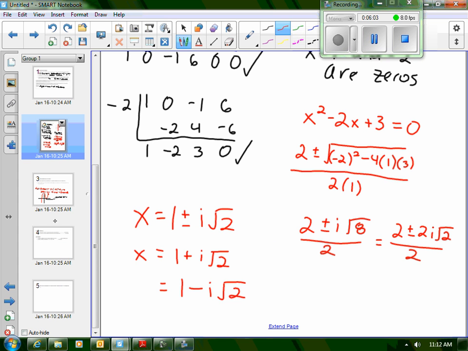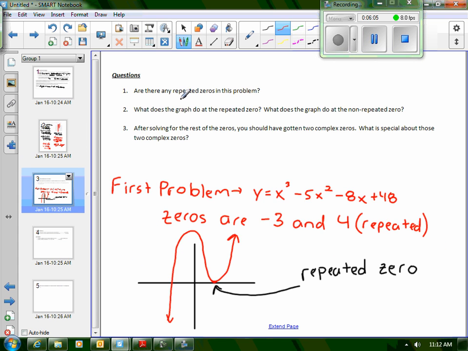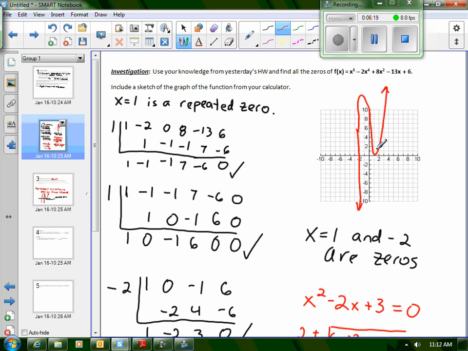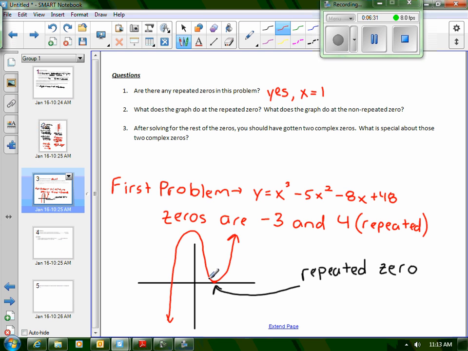next slide, which are going to involve the following. Are there any repeated zeros in the problem? And that's a duh question because I already told you the answer to that. x equals 1 is. What I want you to focus on is what does the graph do at the repeated 0? So if I go back to my graph, there's the repeated 0. Think to yourself in your own words how you would describe what's happening there at x equals 1 at that repeated 0. And you can also glance at the graph of the first problem I gave you, where 4 was the repeated 0.